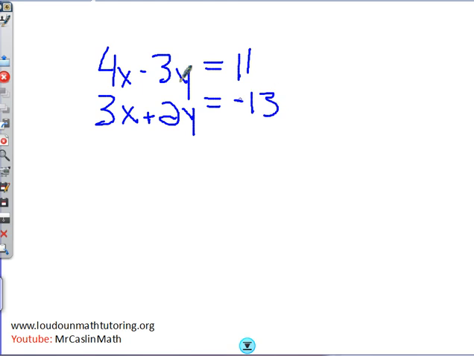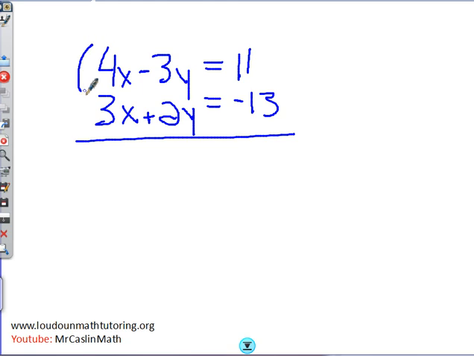Alright, now what happens when I add these together, nothing's going to cancel. And you'll notice if I try to do a multiplier, like what can I multiply 3 by to get a negative 4? I'd have to use a fraction. What can I multiply 2 by to get negative 3? I'd have to use a fraction. Be one big fraction mess here. So, there's a concept of being able to multiply both equations.